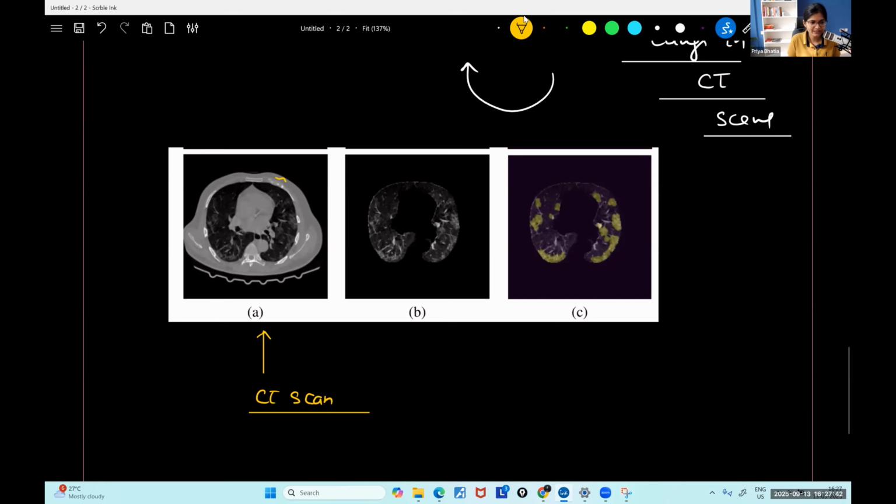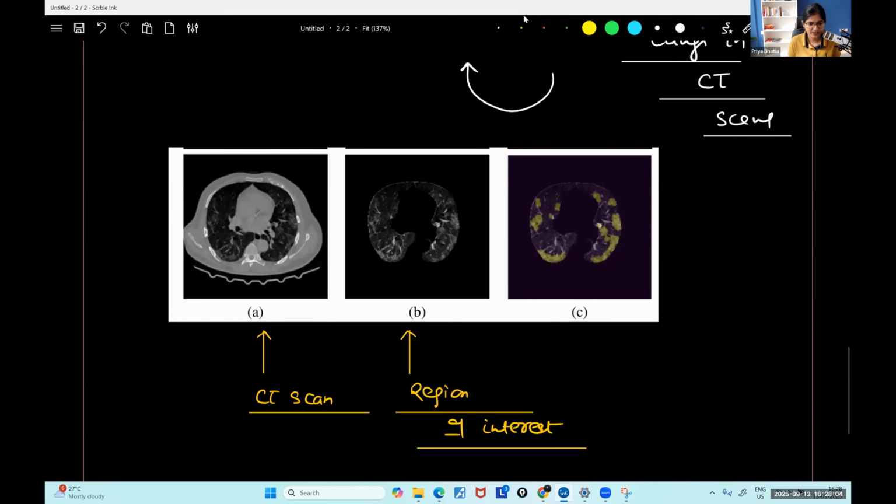Obviously, I don't need all these outer portions, even this black area. We don't require it, right? So what our model will try to do is focus on finding the region of interest. This is what we call the region of interest, where I want to do that segmentation task.